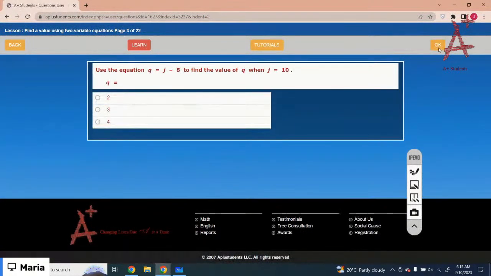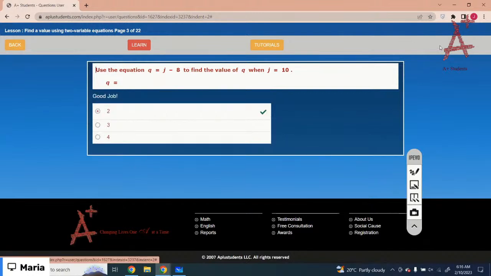Okay, the next one is use the equation q equals j minus 8 to find the value of q when j equals 10. So just replace the j with the value. It would be 10 minus 8. 10 minus 8 is 2. Got it? So that means the correct option for q is 2. So just select the correct option and click on the OK button.